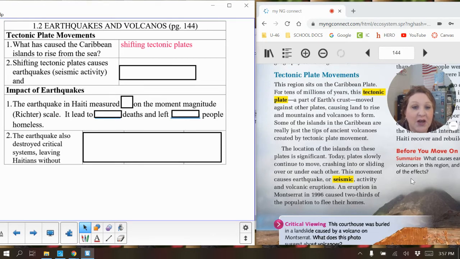An eruption in Montserrat in 1996 caused 2/3 of the population to flee their homes. So here we go. It causes earthquake or seismic activity and volcanic eruptions.